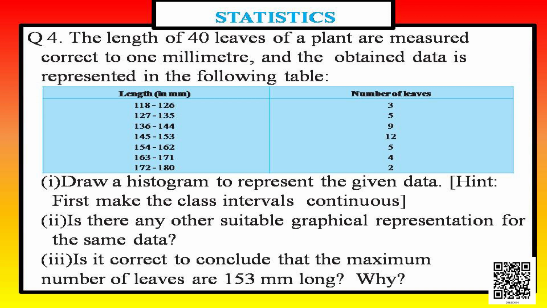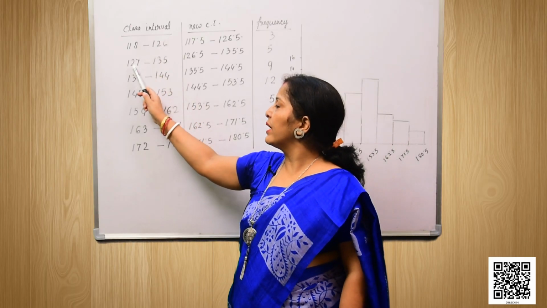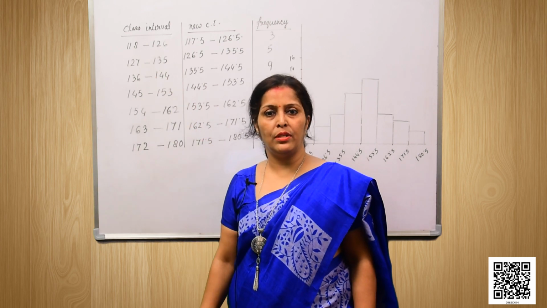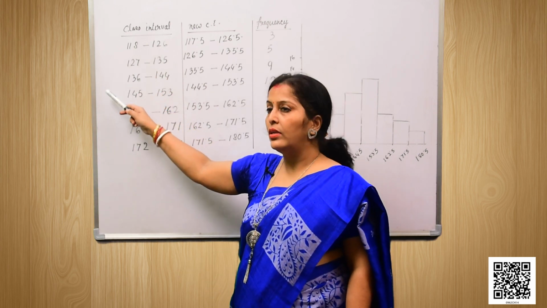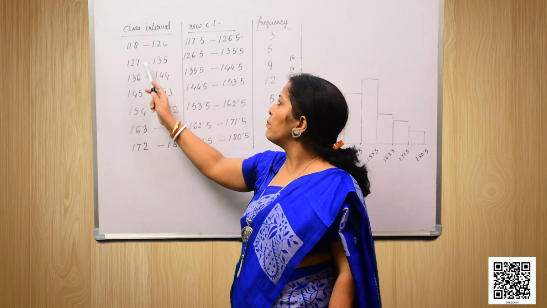In the table, just check, the class intervals are given in the question as 118 to 126, next 127 to 135, then 136 to 144 and so on. And the frequencies are given here. They are 3, 5, 9, 12, 5, 4 and 2. But to draw the histogram, we cannot have a gap between the upper limit of the previous class and the lower limit of the next class. To overcome that, we have to make them the same.